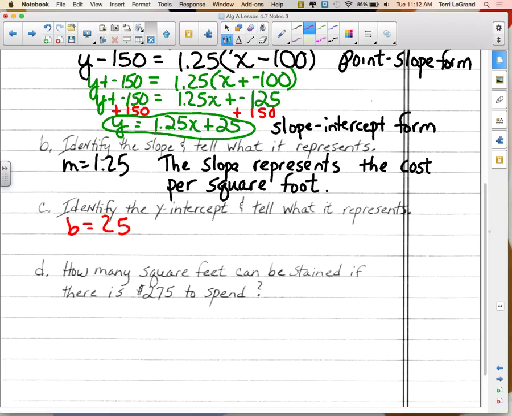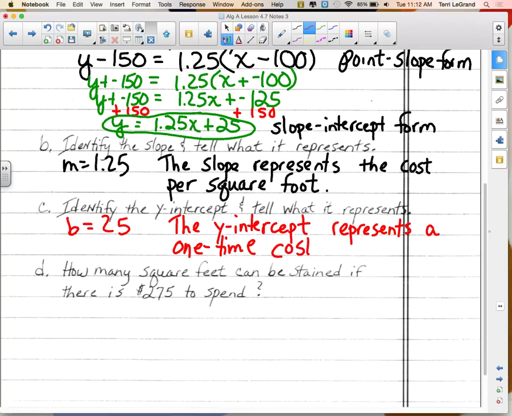How much do you have to pay? How many times? Once. It's a one-time cost, isn't it? We don't know what it is. Maybe that's the extra supplies, or I don't know what it is, but so we can say the y-intercept represents a one-time cost. And we put a dash between those words because they are kind of like adjectives for the word cost, okay? So the y-intercept represents a one-time cost.